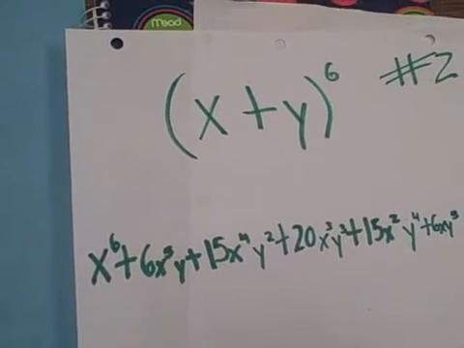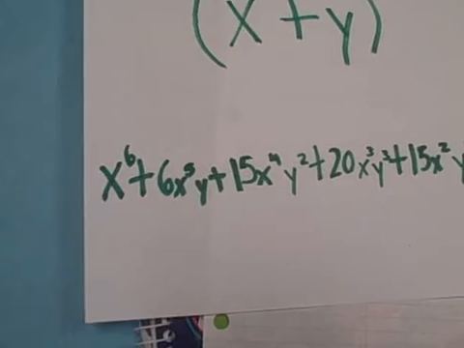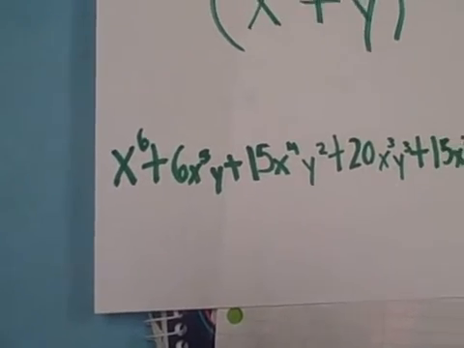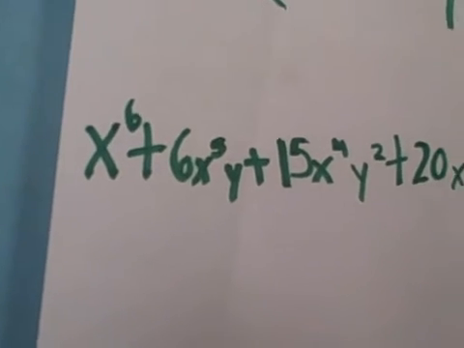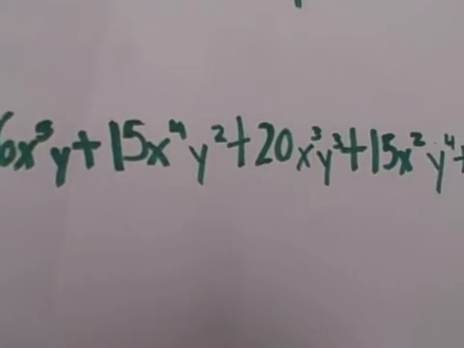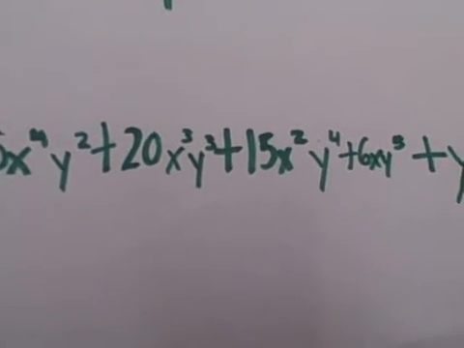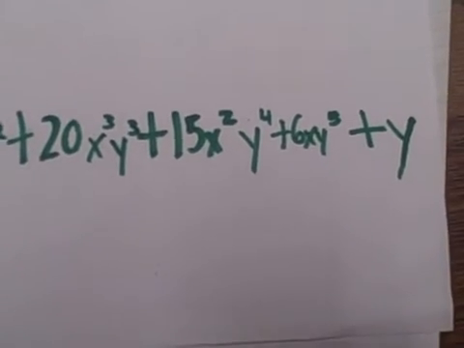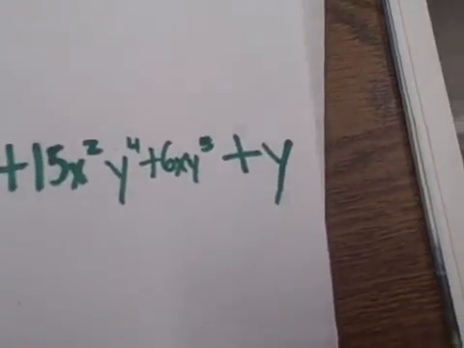Knowing this, the exponent of your first x is going to be 6, and your coefficient will be 1. From there, you progress with the x's going down and the y's going up to get x to the 6th plus 6x to the 5th y plus 15x to the 4th y squared plus 20x cubed y cubed plus 15x squared y to the 4th plus 6x y to the 5th plus y to the 6th.